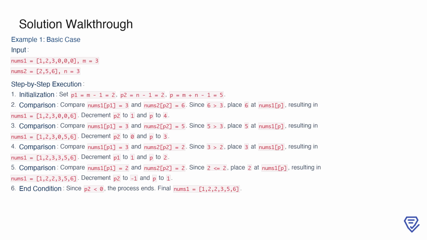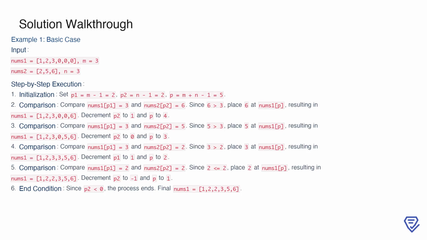This updates nums1 to 123006. After placing the larger element, we decrement both p2 and p by 1. In the next comparison, nums2[p2] is 5, and it's still greater than nums1[p1], so we place 5 at the next available position in nums1. The array becomes 123056, and we repeat the process.